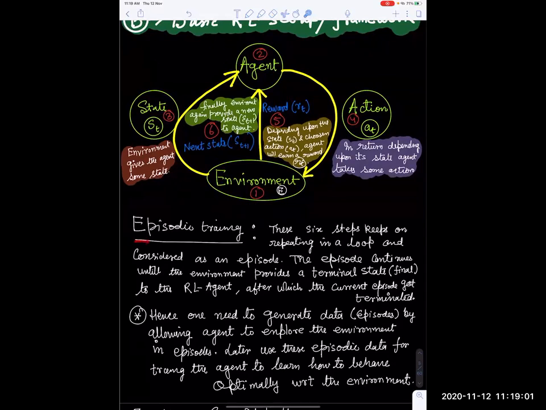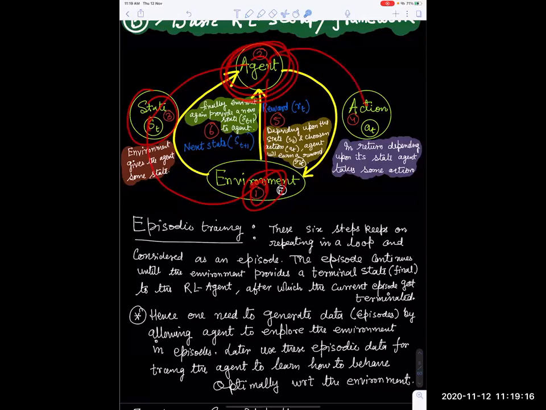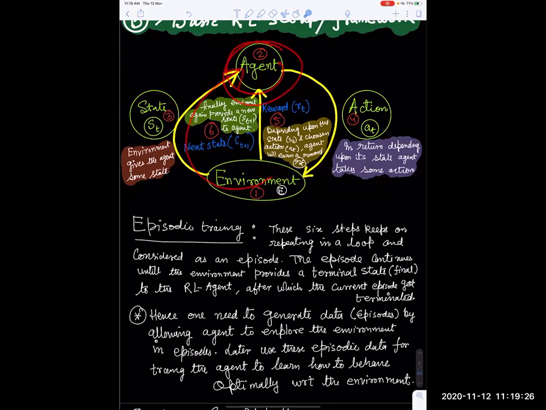So here comes episodic training, which essentially means these are the 6 steps. One, environment. Two, agent. Agent is given a state. With respect to this state, the agent takes an action. Given this action, the environment understands and gives you a reward. Once you have got a reward, you get a new state, and once you have a new state, you keep on repeating the whole thing.